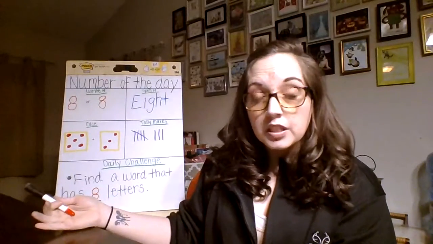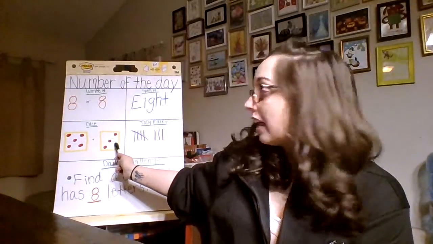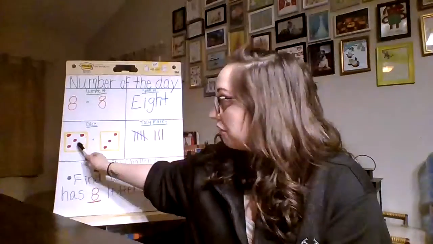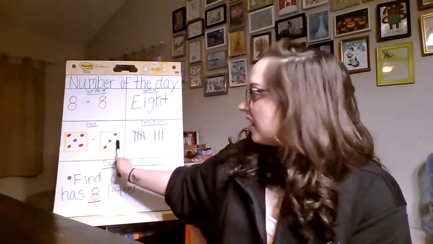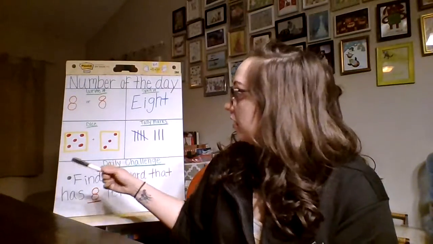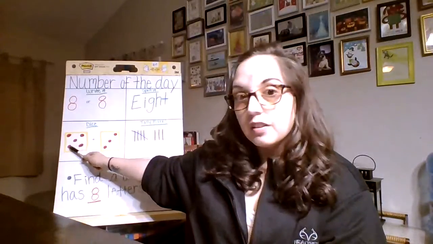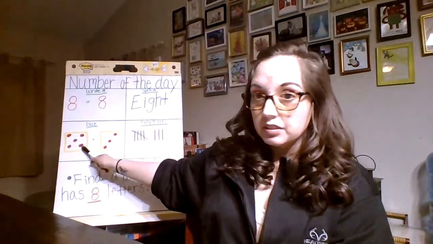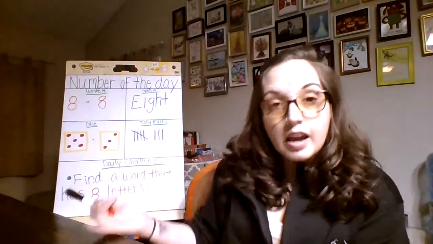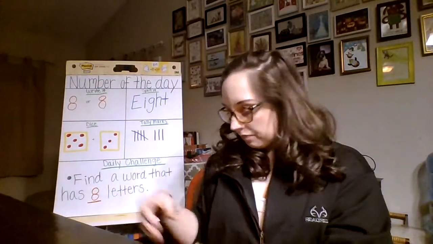Let's see. What does that second dice have? How many more do we need to get to 8? Yeah, right there. It has 1, 2, 3. So 5 dots plus 3 dots equals 8. Let's count all of them just to make sure. Here we go. 1, 2, 3, 4, 5, 6, 7, 8. Yeah, 5 dots plus 3 dots equals 8 dots.